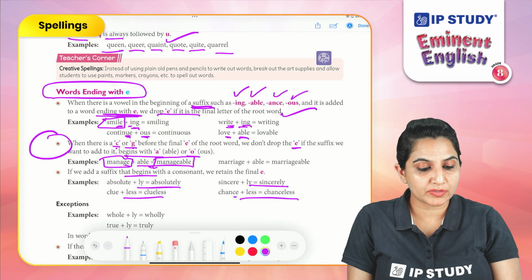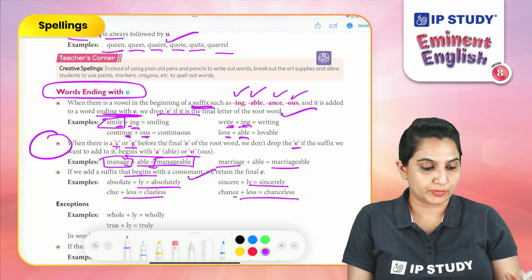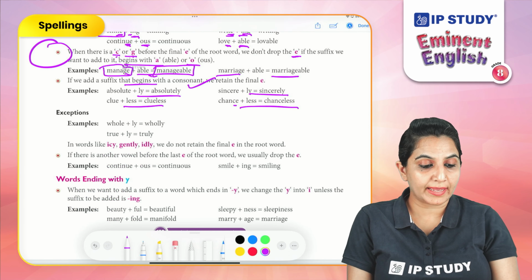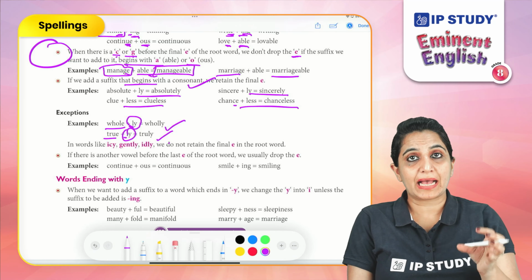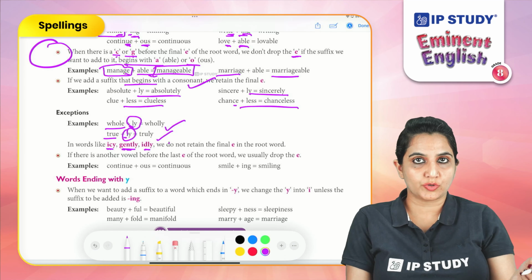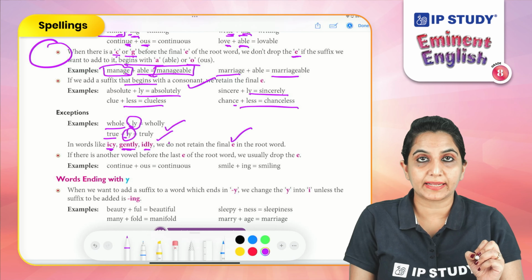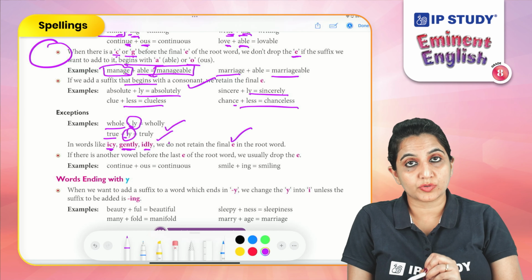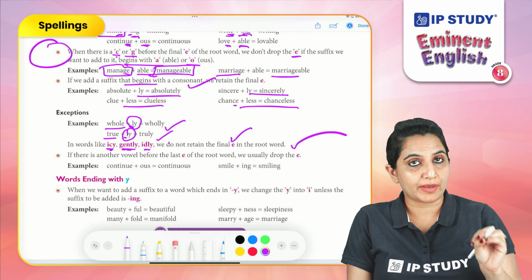If we add a suffix that begins with a consonant, we retain the final E as well, like marriageable, manageable. There are some exceptions as well, like whole, true. When adding ly, L is a consonant, but here we have to drop E: wholly, truly. Just remember them as tricky words. Likewise gently: we drop E, even though the suffix begins with a consonant. Just remember it as a tricky word. This is an exception.